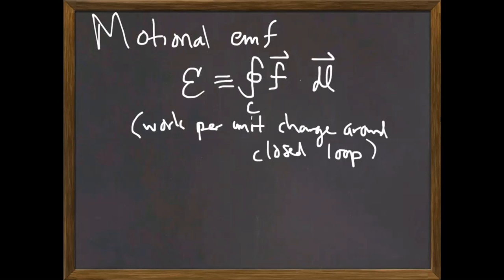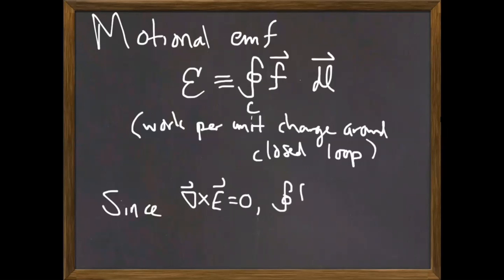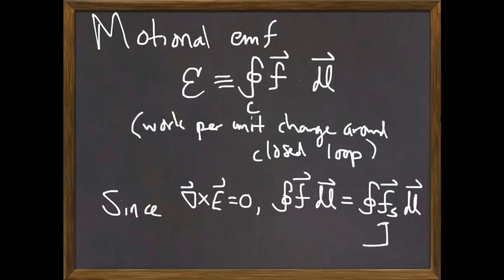Work around a closed loop should remind you of something. It should remind you that the electric force is conservative, and therefore it can't do any work around a closed loop. That's equivalent to the curl of E being 0 for electrostatic fields. And so that EMF integral reduces to an integral over all the non-electrostatic forces. We call that little f sub s, for the source.